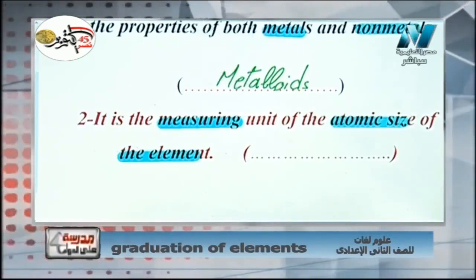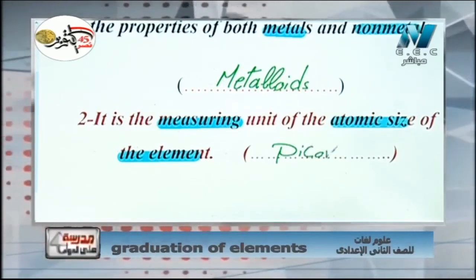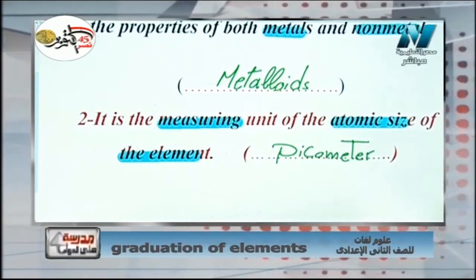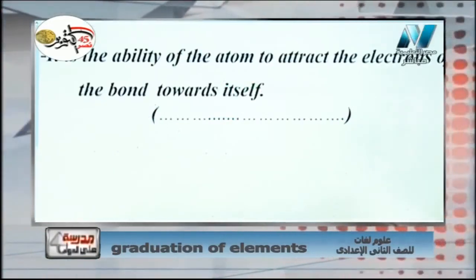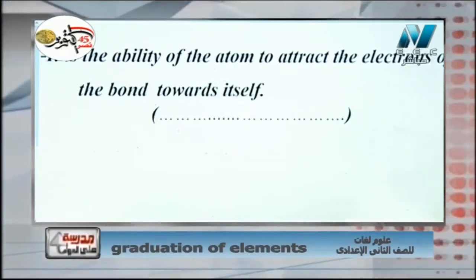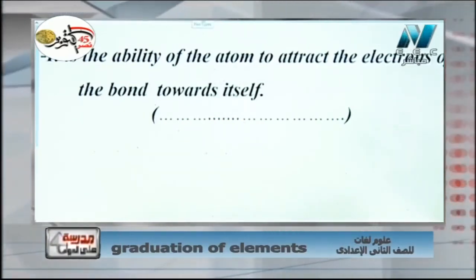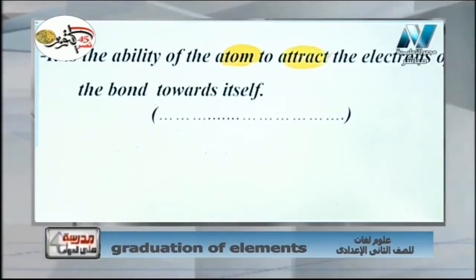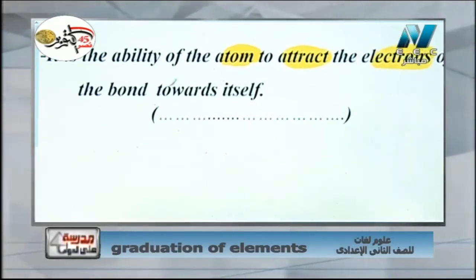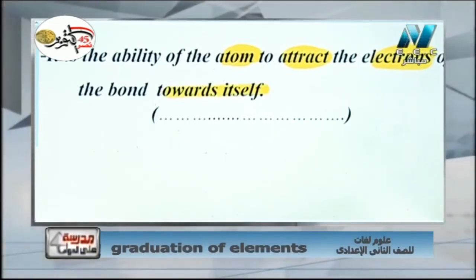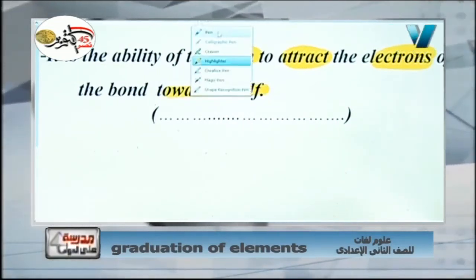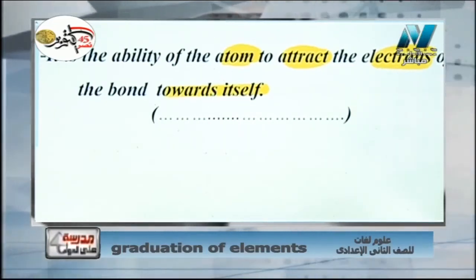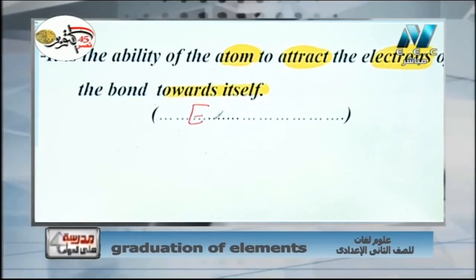Next question: it is the measuring unit of the atomic size of the element. We have here picometer. Okay. Next question, scientific term: it is the ability of the atom to attract the shared electrons of the bond toward itself. It is called what? Yes, electronegativity.